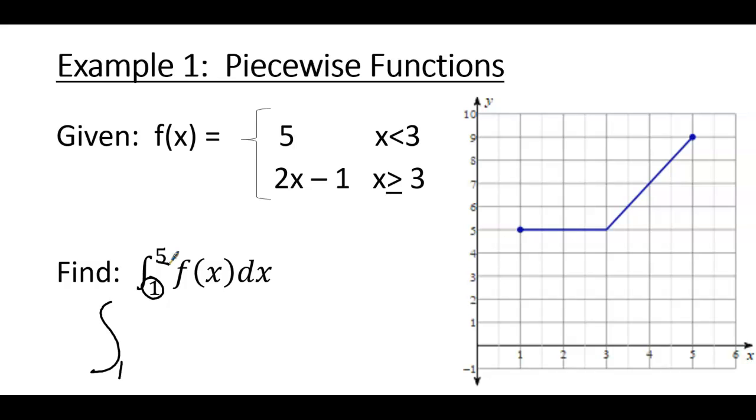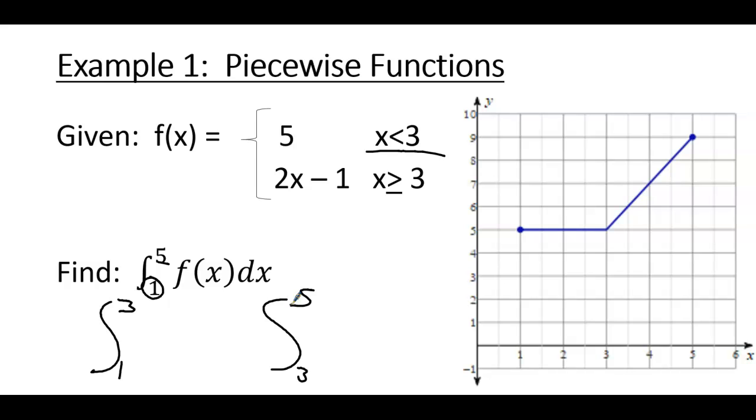And where does it switch pieces at? At 3. So that's how you know where it switches, where that little inequality is at. So the first piece is only going to go from 1 to 3. The next piece is going to go from what to what? 3 to 5. Okay? It could have 2 pieces. It could have 3 pieces. It could have 4. I've never seen them do anything more than just 2, but it can happen, technically, right?